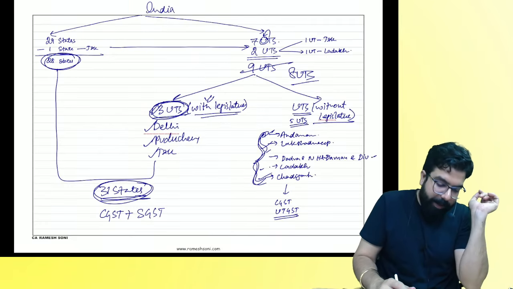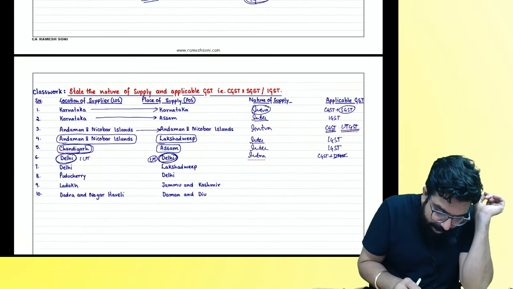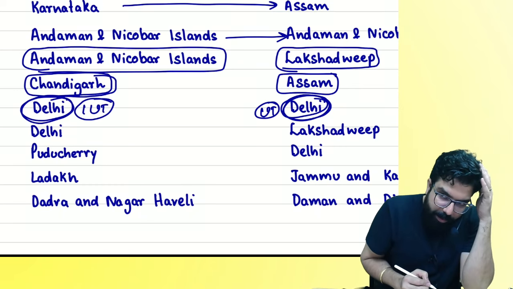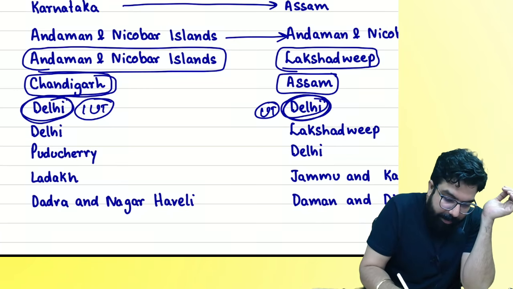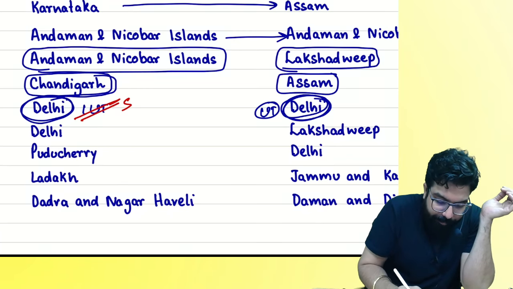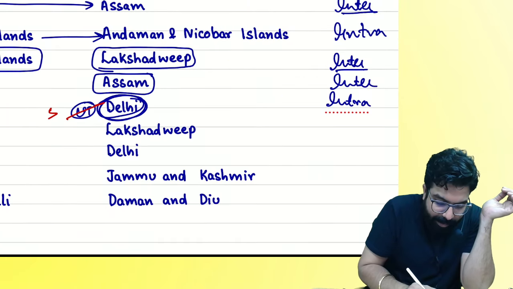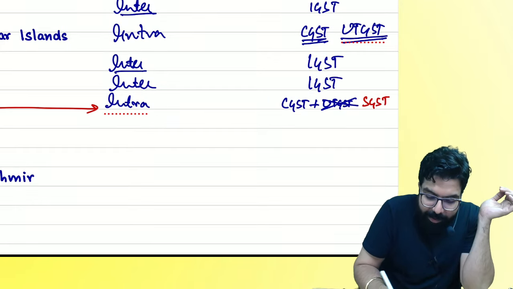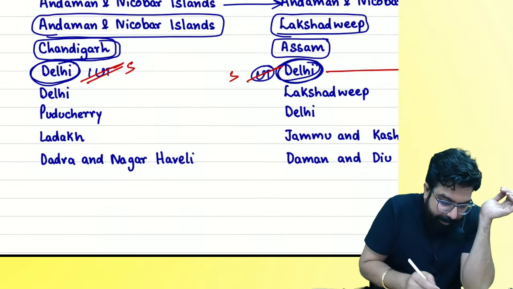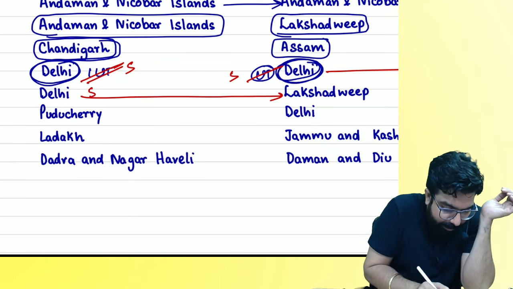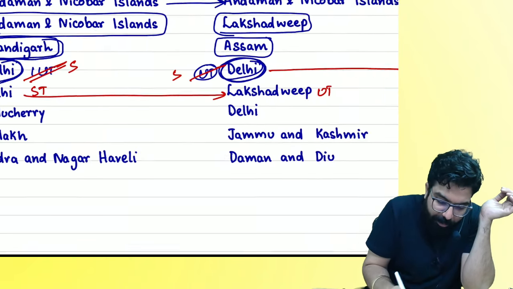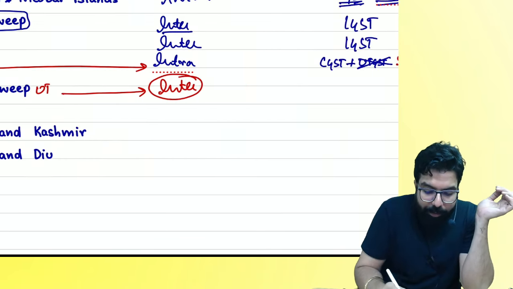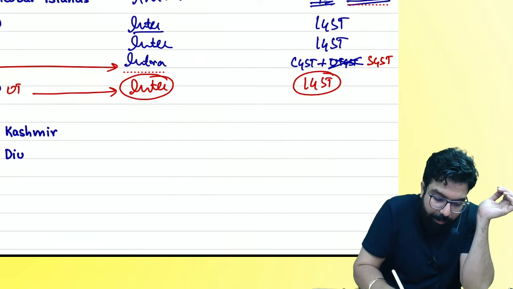Chalo, now tell me one thing. If I ask you over here, Delhi is a union territory or state? State to state, transaction is happening. Intrastate, what will you charge? CGST and? Do you guys agree with me? Next, Delhi to Lakshadweep, one state, one UT. What will you charge? Intra or inter? In inter, what will you charge? Are we all clear with this?